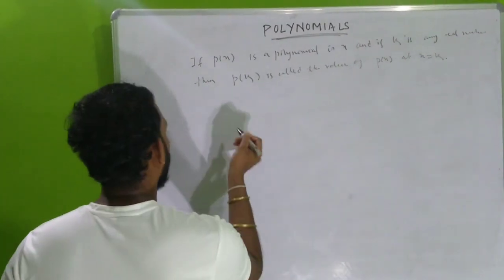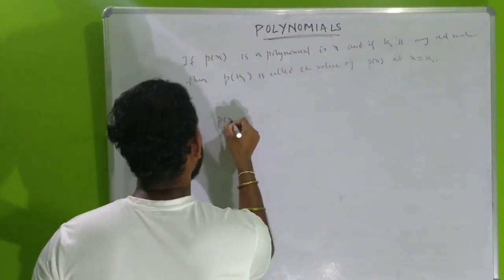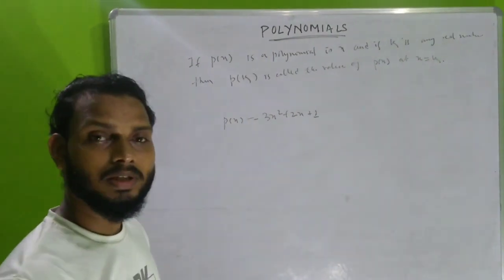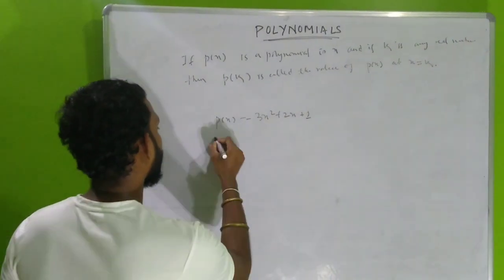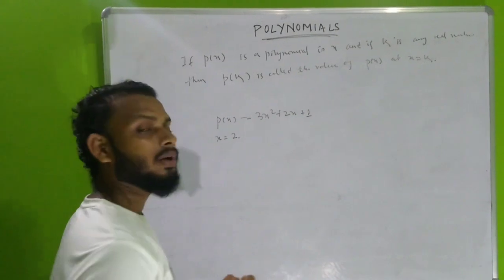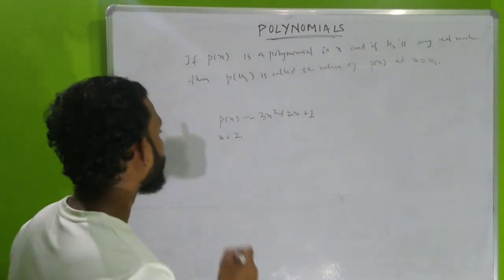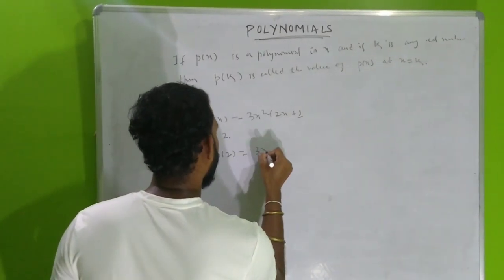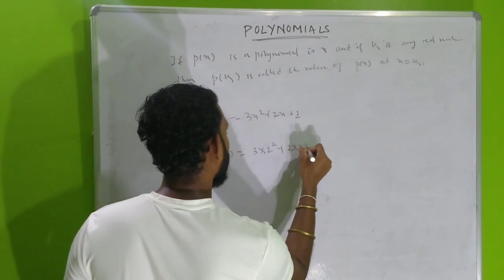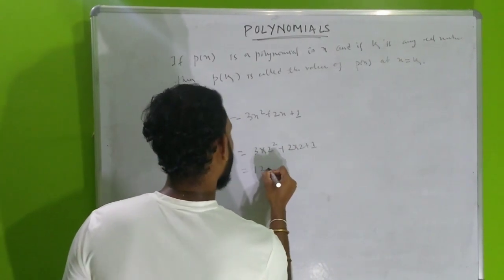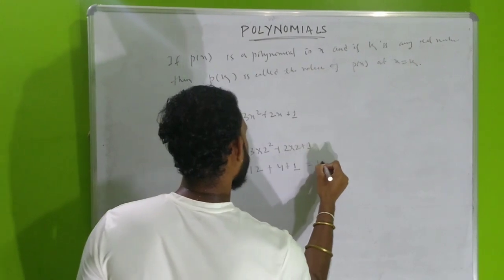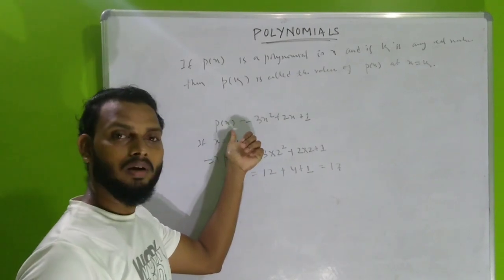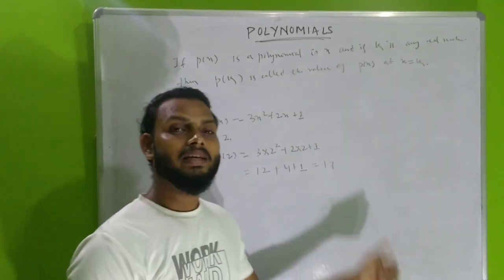Let me say I consider p(x) is equal to 3x square plus 2x plus 1. If x is equal to 2, that means k is equal to 2. This implies p(2) is equal to 3 into 2 square plus 2 into 2 plus 1. This is 12 plus 4 plus 1, so it is 17. So the value of the polynomial p(x) at x is equal to 2 is 17.